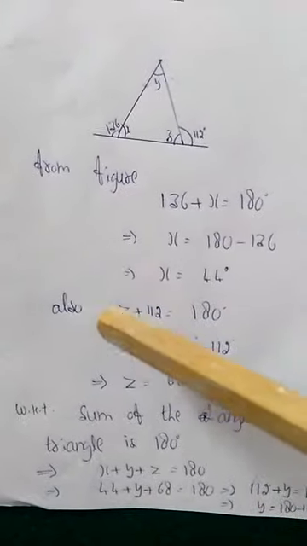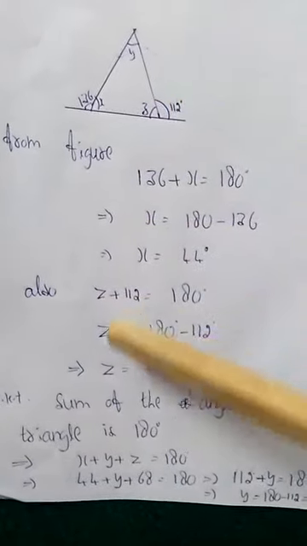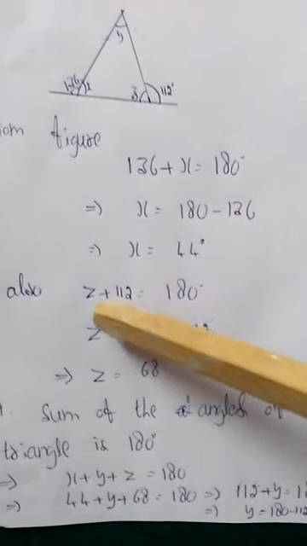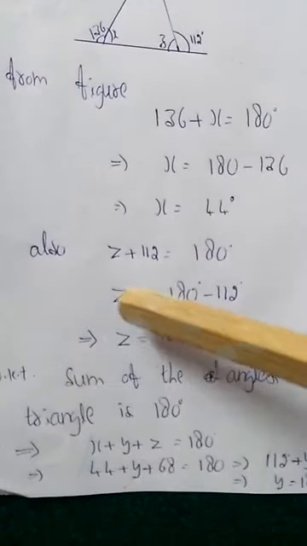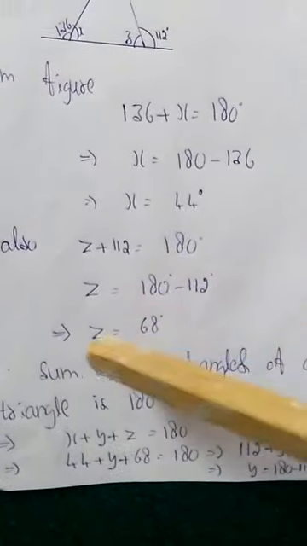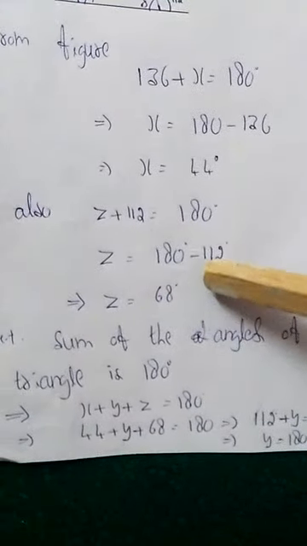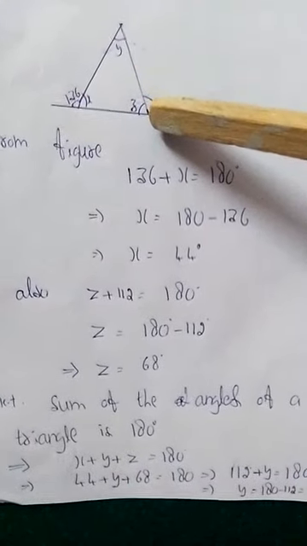In the same way, similarly, z plus 112 is also 180 degrees. Linear pair, straight angle. Now transpose 112 to the right hand side, then z is equal to 180 minus 112, then z equals 68 degrees. So we got x value as 44, z value as 68.